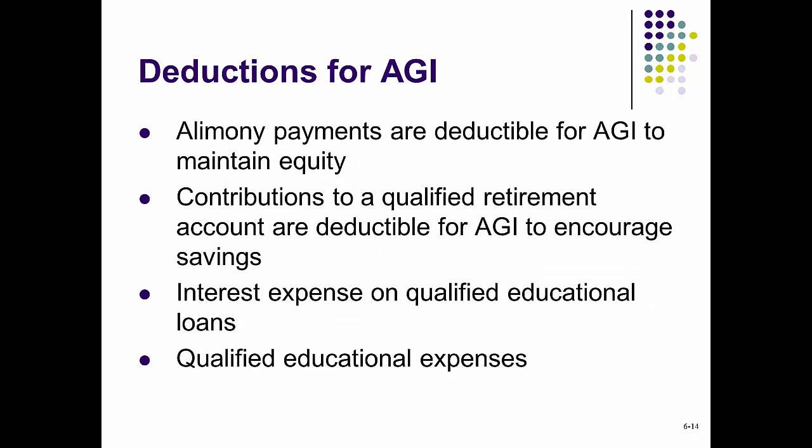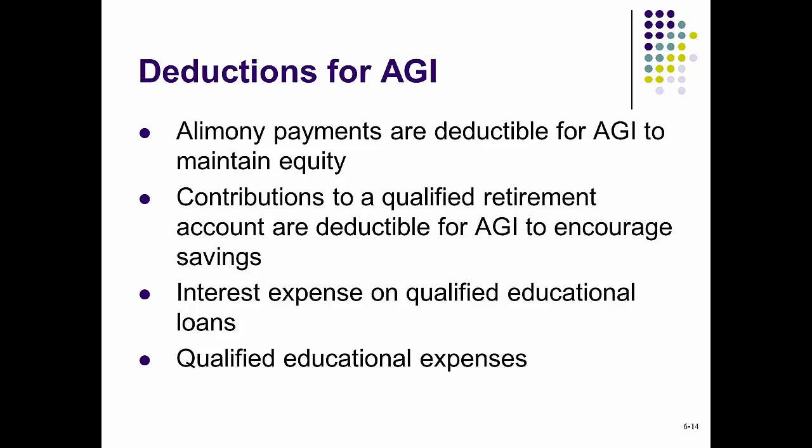And also, alimony payments are deductible for AGI to maintain equity. And contributions to a qualified retirement account are deductible for AGI to encourage saving. For example, the IRA or Roth IRA, whichever one you prefer. And also interest expense on qualified educational loans.